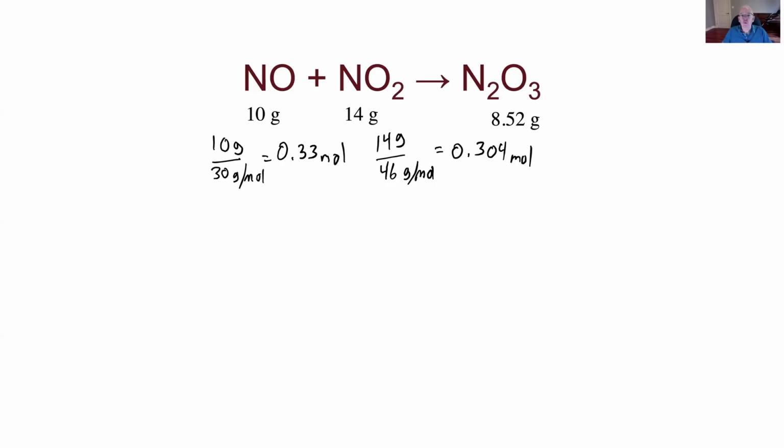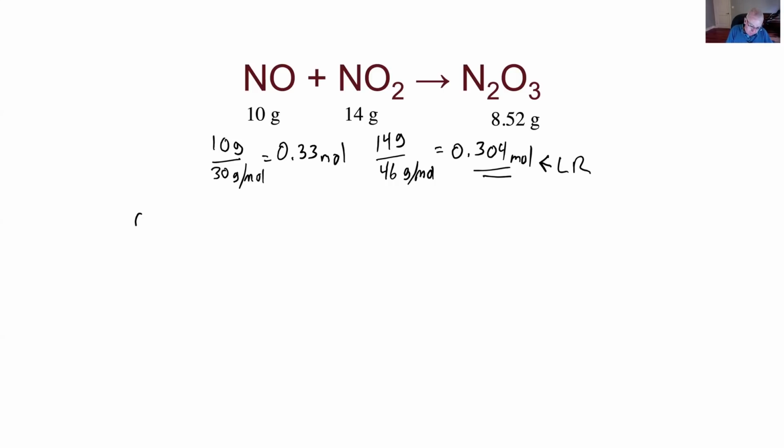My equation is 1-to-1, right? And so because of that, I can just say the one that has fewer moles here is very definitely the limiting reactant, okay? Because I need the same number of them, right? So the one that I have less of is this one. That's my limiting reactant. So that says from my 0.304 moles of NO2, I should have expected to make 0.304 moles of N2O3, right?